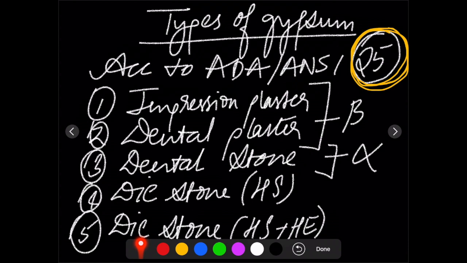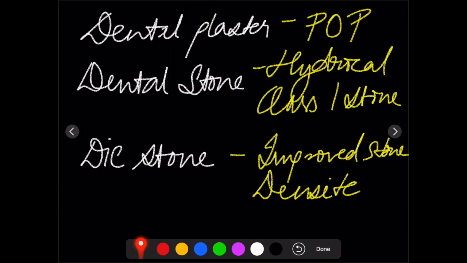Okay. Now, there are other synonyms that you need to know. Like dental plaster is also known as plaster of Paris. Okay. Dental stone, on the other hand, is known as hydrocal, and it is also called class 1 stone. Okay. Die stones are commonly referred to as improved stone or densite.